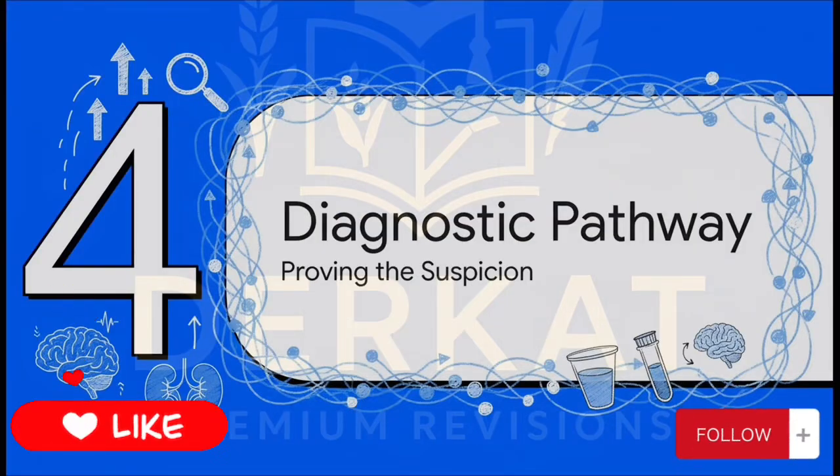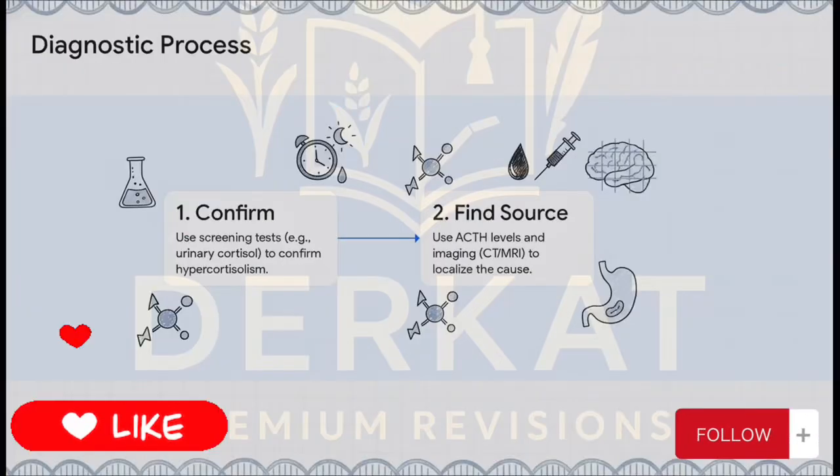Okay, so you have a clinical suspicion. The signs are all there. How do you actually prove it? Let's walk through the diagnostic pathway and see the logical steps you need to take. The best way to think about this is a simple 2-step process.